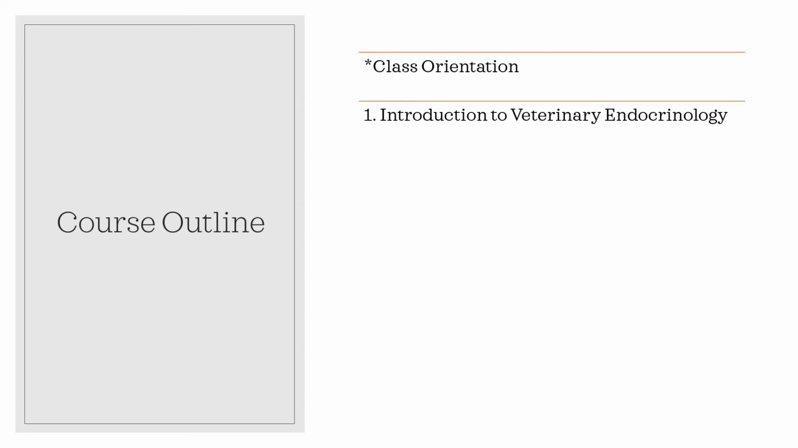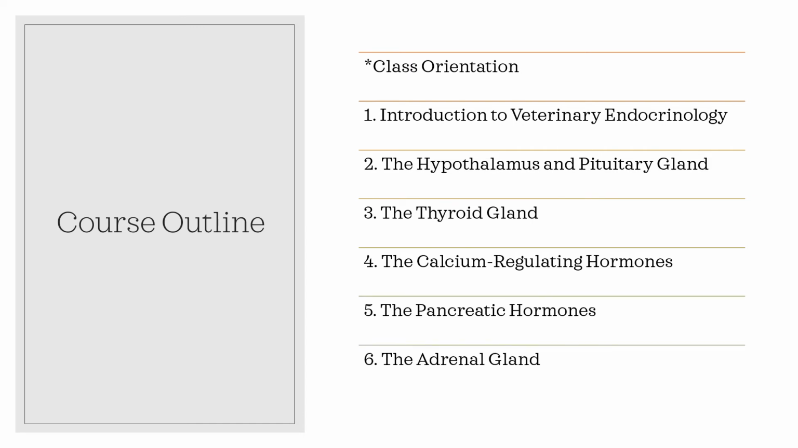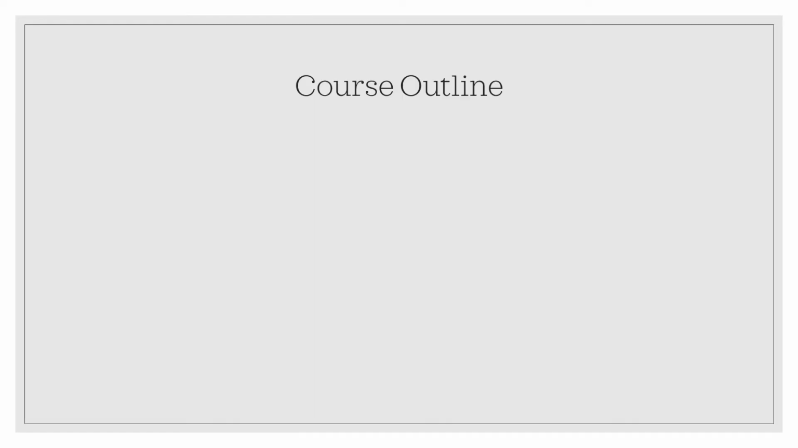So this course is mainly divided into two major sections. The first section will focus on the endocrinology, or the study of the endocrine system. So the topics under this include the introduction to veterinary endocrinology. We are also going to discuss the different components of the endocrine system, such as the hypothalamus and the pituitary gland. We have also the thyroid gland, the calcium regulating hormones, the pancreas, the pancreatic hormones, and the hormones of the adrenal gland. The second section will focus more on the reproduction part, particularly reproductive physiology of livestock as well as of avian species.